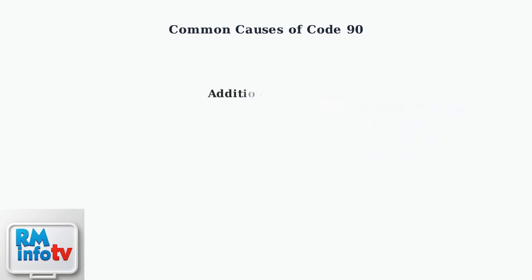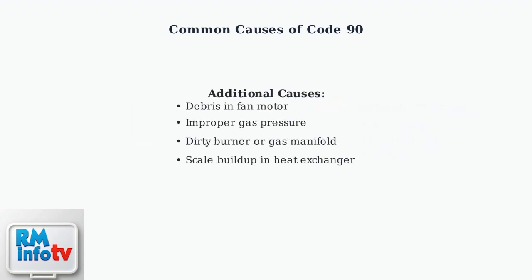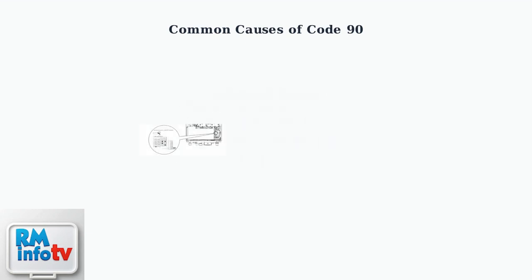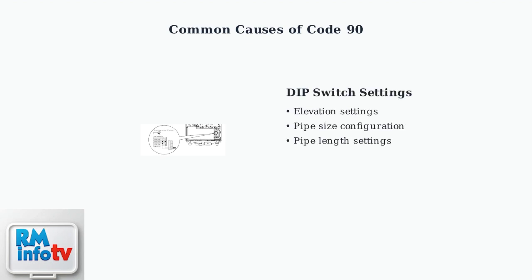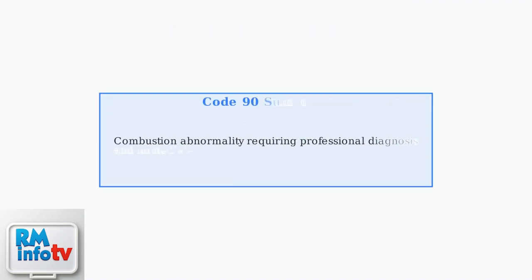Other potential causes include debris in the fan motor, improper gas pressure that's either too low or too high, and a dirty burner or gas manifold, preventing the unit from reaching the set temperature. Scale buildup in the heat exchanger forces the unit to work harder, while incorrect venting or improper DIP switch settings for elevation, pipe size, or length can also trigger code 90. Understanding these potential causes of code 90 is essential for proper diagnosis.